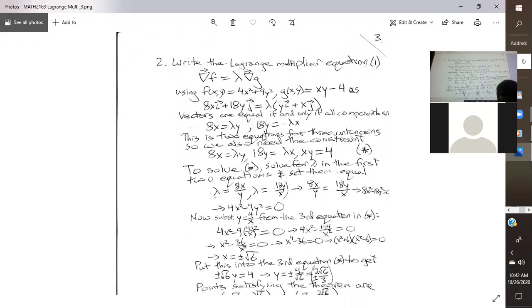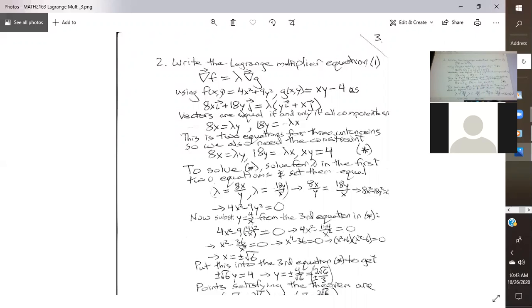Now, if you think about it, two vectors are equal if and only if all their components are equal, right? So what we need is each i component to be equal. We need 8x on the left equal to lambda y on the right. And then you need the j components equal: 18y multiplying j has to be equal to lambda x multiplying j on the other side.